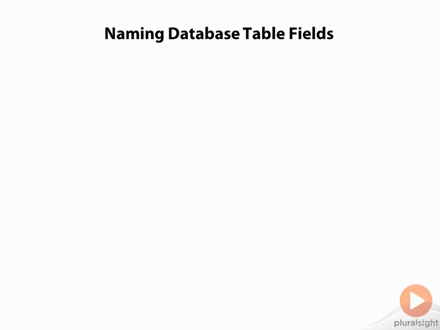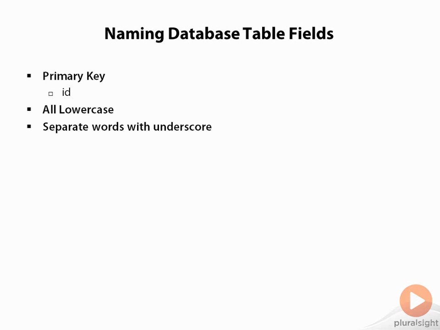When we name the table fields, all tables should have a primary key, and that primary key is id, all lowercase. All fields are all lowercase as well, and we separate the words with an underscore. So for example, if we have a field name title, it would just be title, all lowercase. And if we wanted to specify a cake name, we would have it cake_name, with the underscore separating the two words.